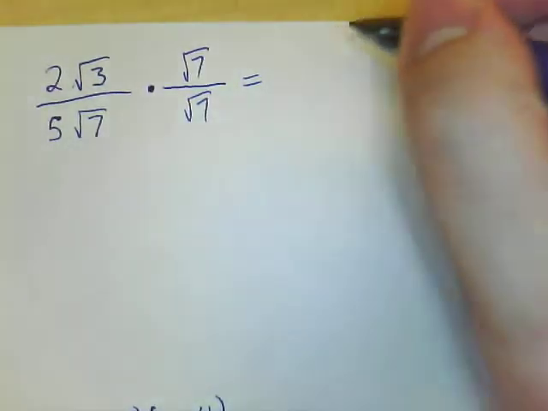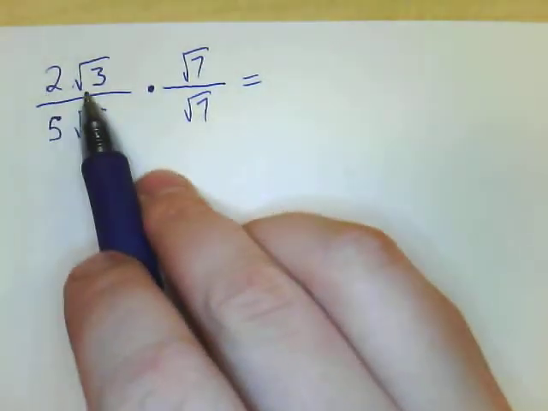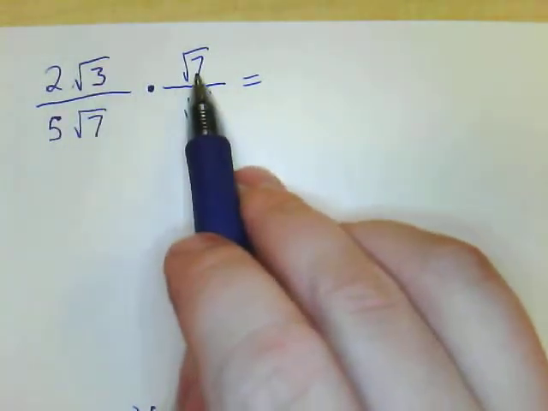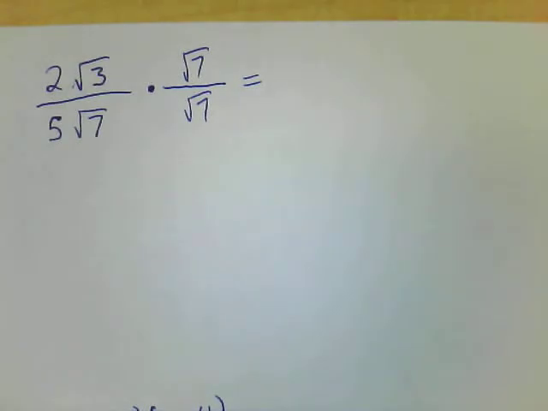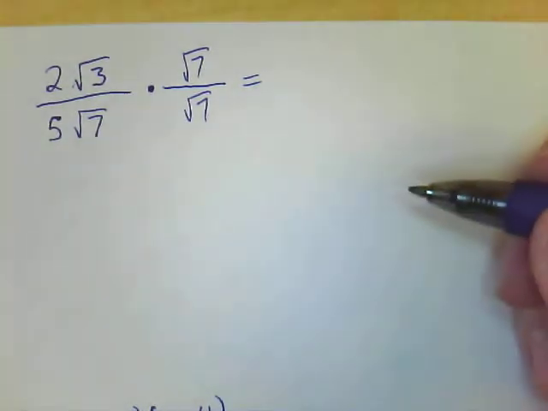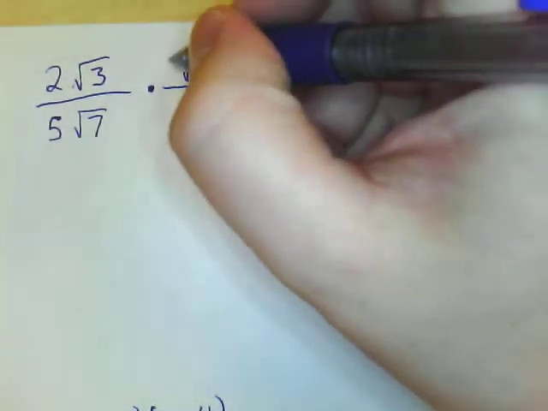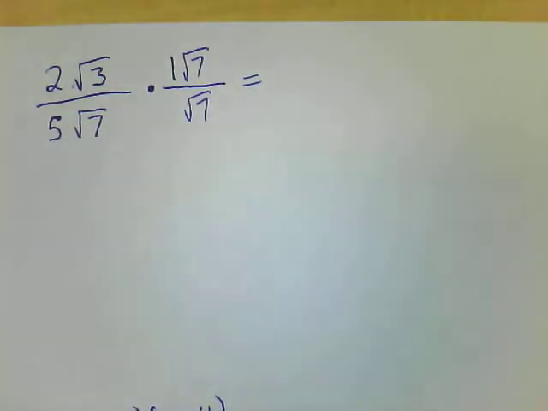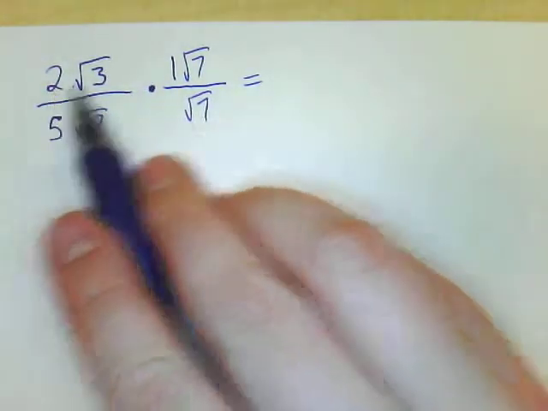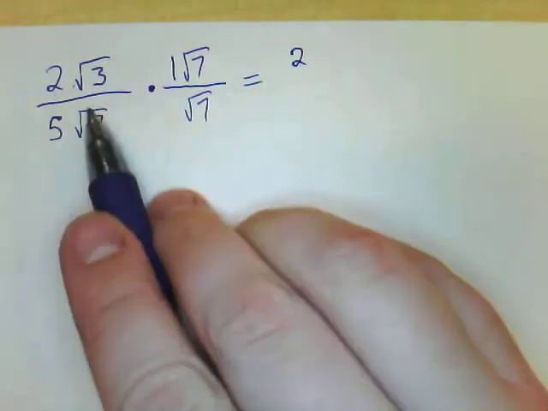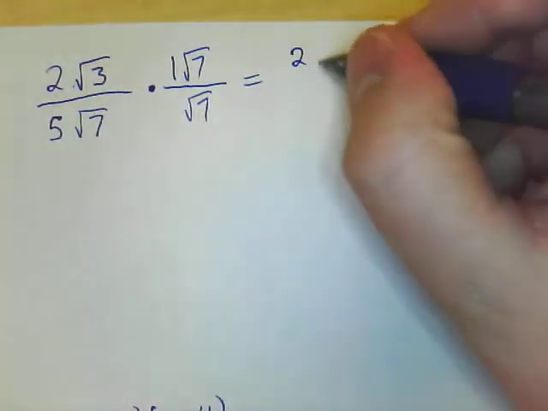So first of all, on the top, we get 2 times the square root of 3 times the square root of 7. Well, when you're multiplying radicals together, the rule is you multiply insides with insides and outsides with outsides. So it may help to think of that as 1 times the square root of 7. And then on the outside, we've got 2 times 1 is 2. Then on the inside, 3 times 7 is 21.